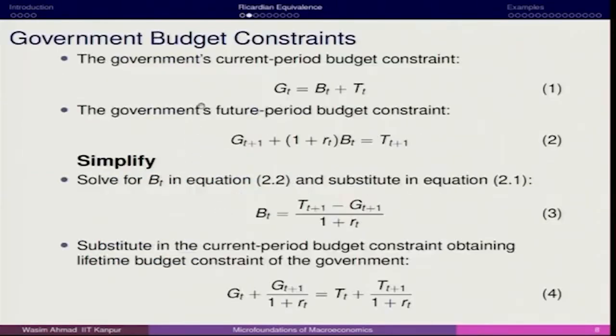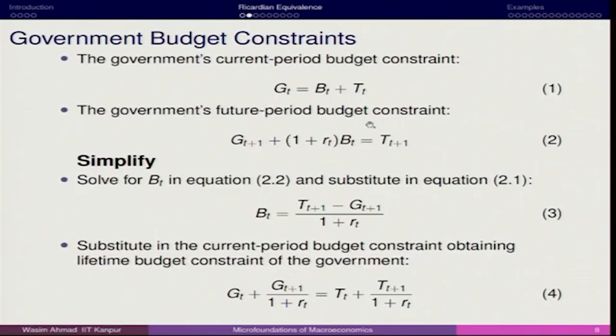So, let us start. Here you have the government's current period budget constraint. The government has two channels for financing its expenditure. G is the government expenditure, which is equal to B, the bond issued by the government, which has been sold to private parties, plus T, the tax. So, one is the tax revenue that the government gets, and the other is debt, where the government can borrow. Borrowing and taxation are the two important channels, so B_t plus T_t is the total income of the government, which is equivalent to government expenditure.